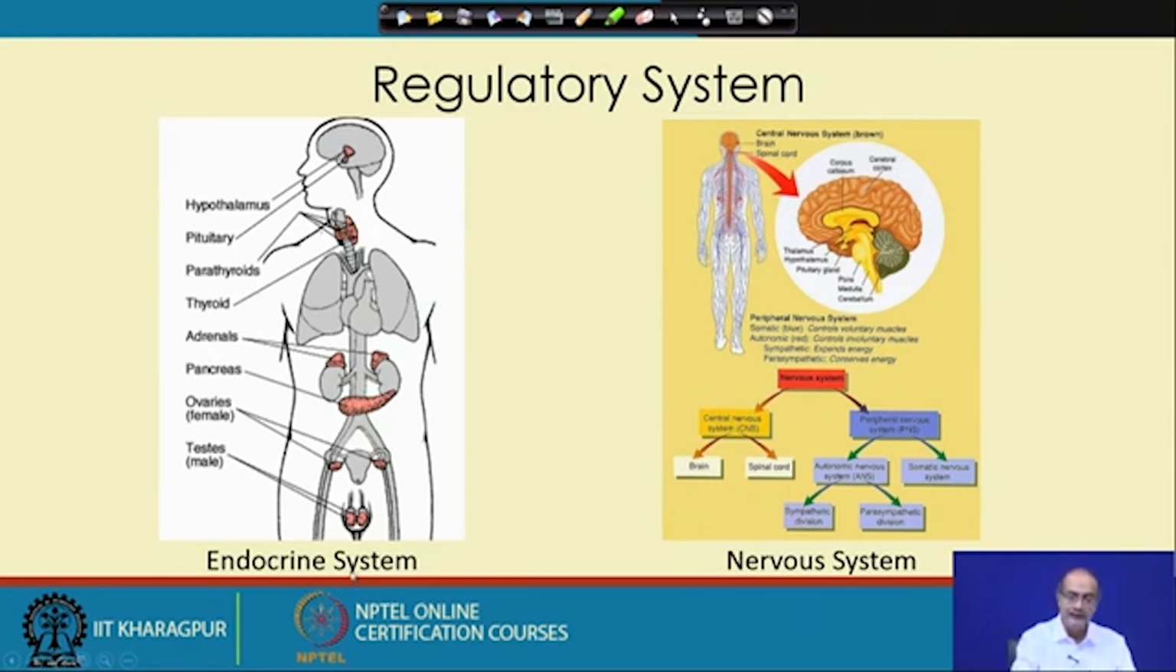There is another kind of system, the endocrine system. It is made of different kinds of glands, and their action is a bit peculiar, though they are not directly giving command and control kind of thing.